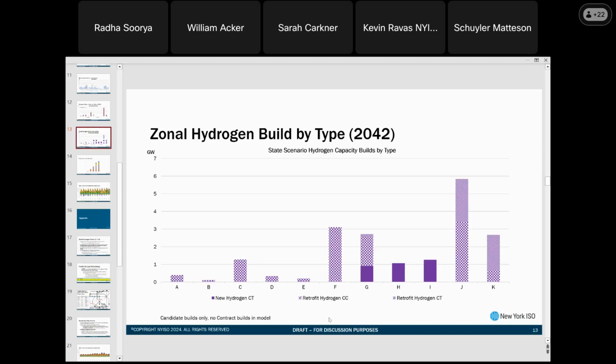The total capacity of these retrofits, or you mean just in general? The load is... Yeah, peak load in Zone J is usually a little over 10 gigawatts, maybe a bit more by the end of that modeling period.